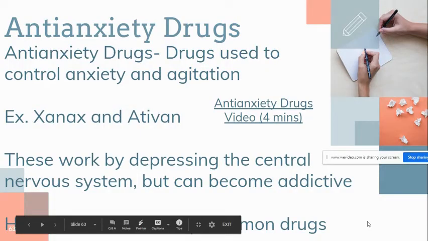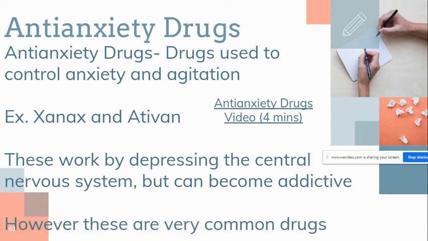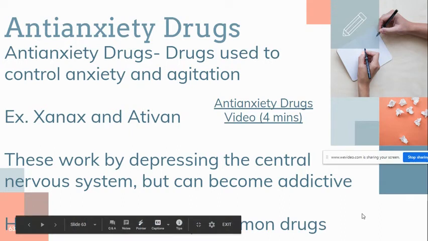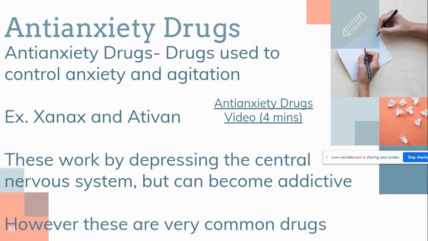Anti-anxiety drugs are drugs used to control anxiety and agitation. You've probably heard of these before, Xanax and Ativan. They work by depressing the central nervous system. So if you go back to the beginning of the year, Unit 2, we talked about the central nervous system, the center of our body, controlling a lot of those major functions of our body. And so you want to calm it down, like the breathing, the heart rate. Downside is these can become addictive, but they're pretty commonly prescribed drugs. All the time in pop culture, but I think they can also be easily abused, unfortunately, too.